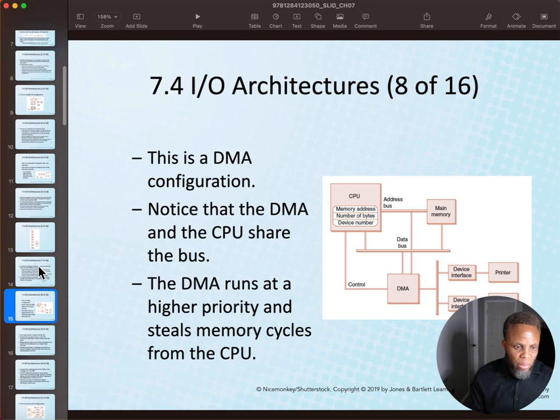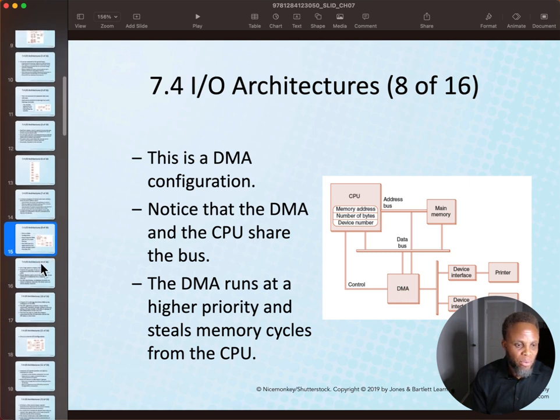We talked about direct memory access, where we're offloading all I/O to a very special purpose chip. This is what it says. This DMA is a very special purpose chip. Its job is really to manage I/O.